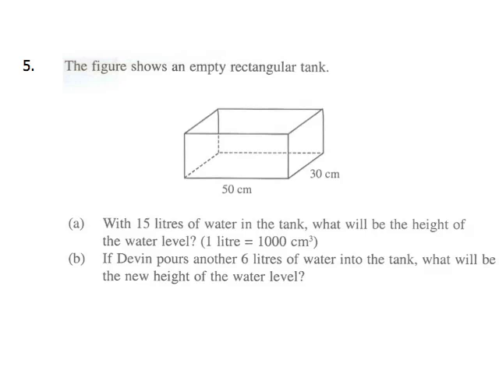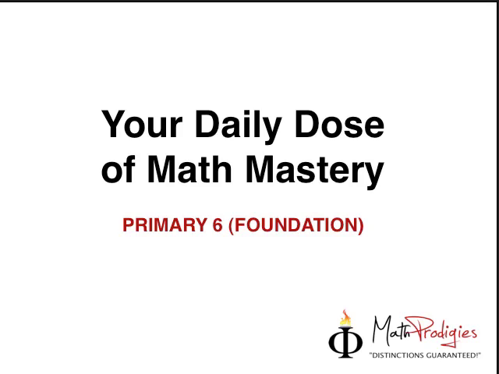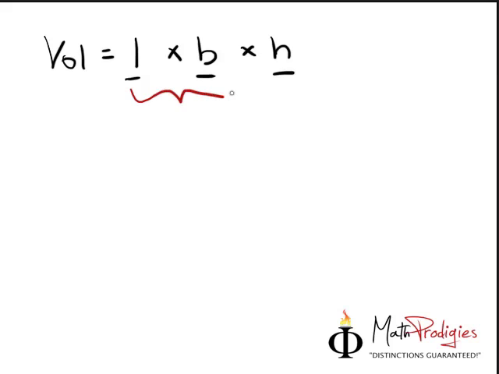What is the formula for volume? Let's just write this down first so that you remember. The formula for volume is length times breadth times height. Length times breadth times height. What is your length and your breadth? I'm going to help you realize this. Your length and your breadth is usually the surface area.